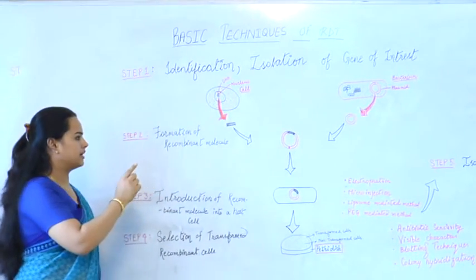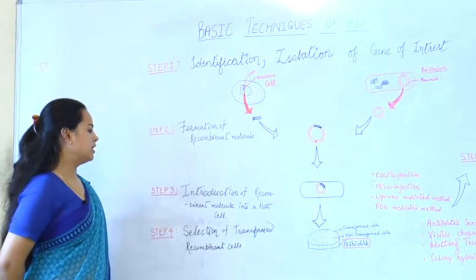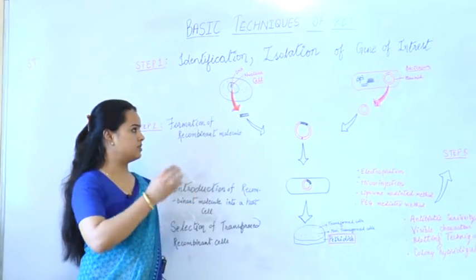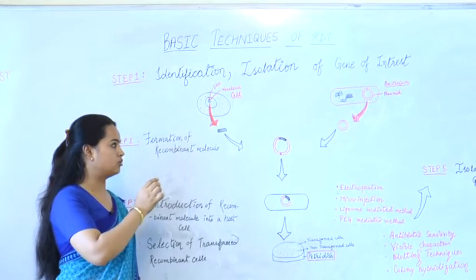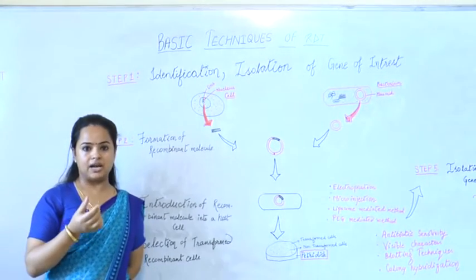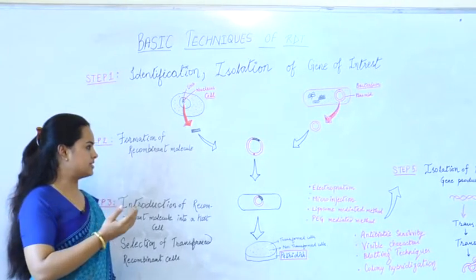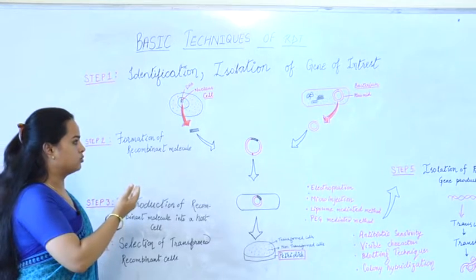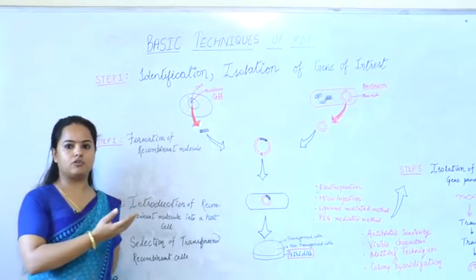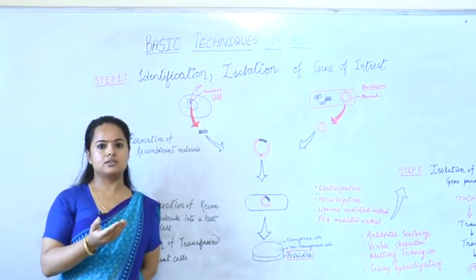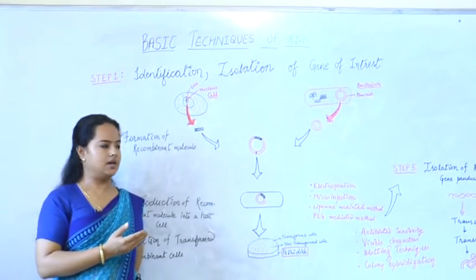The next step, step 3, is introduction of the recombinant molecule into a host cell. What we have done is synthesize a recombinant molecule. But what is the need of this molecule if it will not be multiplied or copied and further processed? For this, the recombinant DNA molecule should be introduced into a suitable host that will carry forward the multiplication of the recombinant molecule we have synthesized artificially.